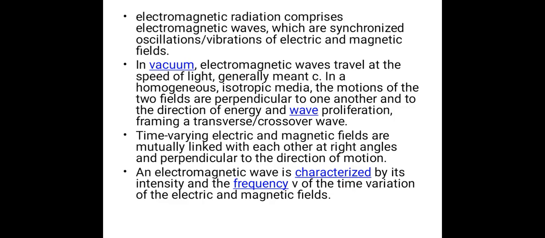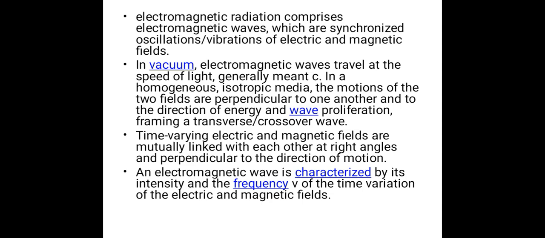So which are the major points discussed in the previous slide? Electromagnetic radiation comprises electromagnetic waves, which are synchronized oscillations or vibrations of electric and magnetic fields. Electric and magnetic fields, synchronized vibrations. In vacuum, electromagnetic waves travel at the speed of light, generally meant by c. In a homogeneous isotropic media, the motions of the two fields are perpendicular to one another and to the direction of energy and wave propagation, forming a transverse or crossover wave.